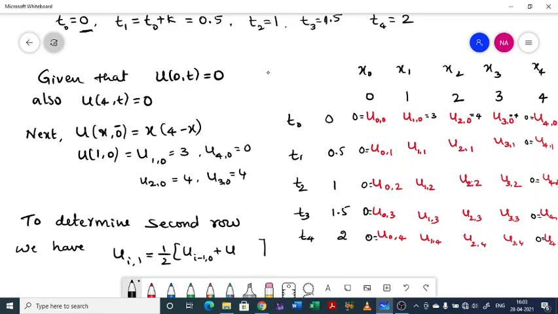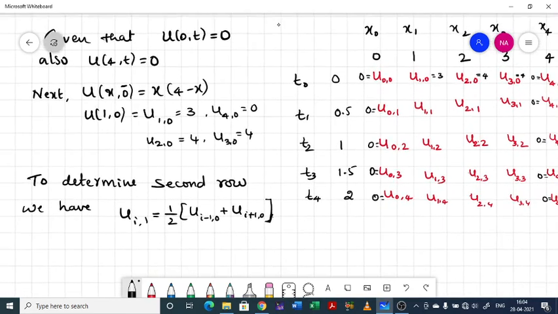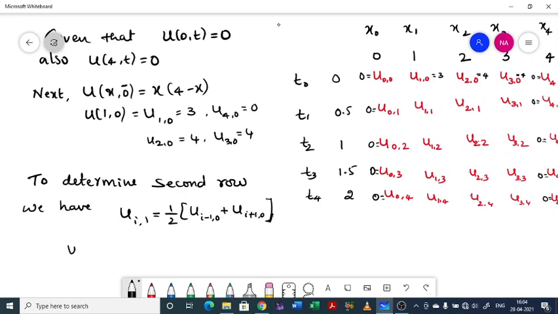u of i minus 1 comma 0, i plus 1 comma 0. You have to take the average of the previous entries. So I want this one, the average of these two, 0 plus 4 by 2. So u 1 comma 1 will be 2. Next, u 2 comma 1 is this plus this by 2.